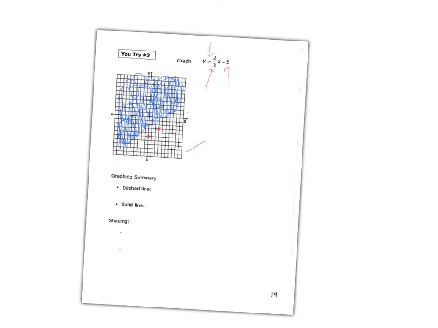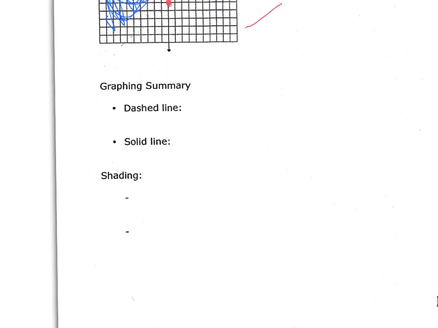All right. Okay, so let's just go over a quick summary here. Your dashed lines are going to be when you have inequalities that are greater than or less than. Your solid lines are going to be greater than or equal to or less than or equal to. Okay, so shading, you're going to shade above the line for when your inequalities are greater than or equal to. And last but not least, you'll shade below the line for when inequalities are less than or equal to.